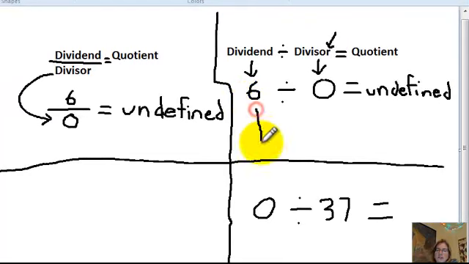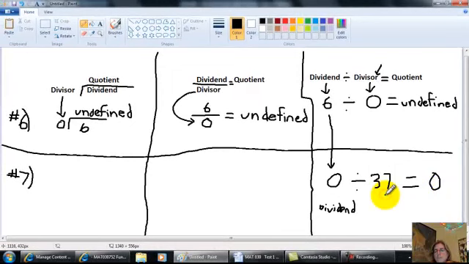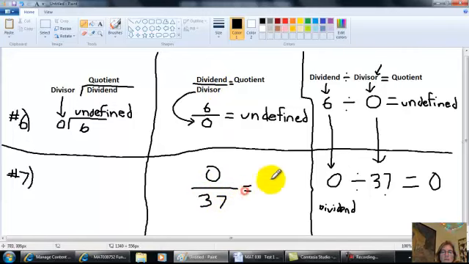The dividend is now 0. And when the dividend is 0, the answer is 0. So this is the divisor. Okay, so once again, divisor is on the right, R for right. In this case, the same problem. This is 0 the dividend, 37 the divisor. Now let's build the problem with this format. Dividend is 0, divisor is 37, and that equals 0.